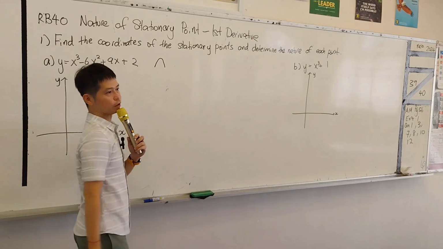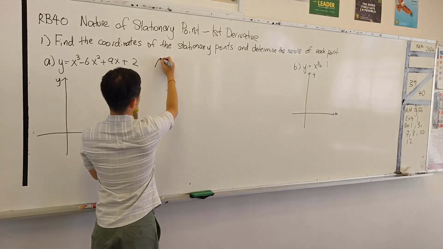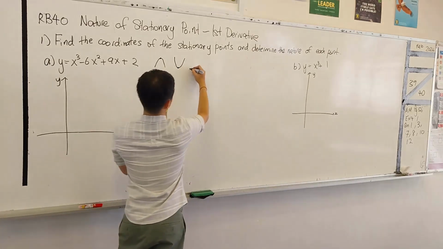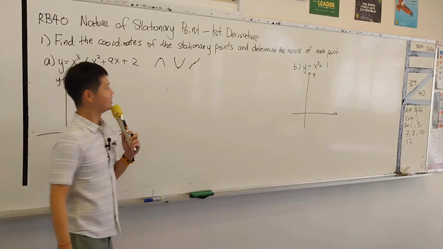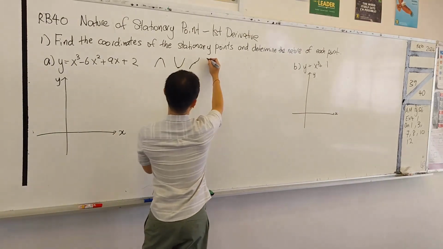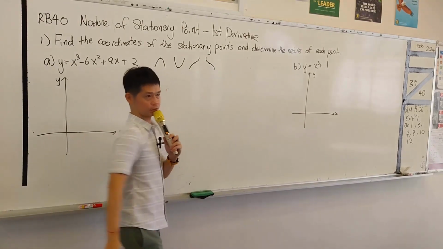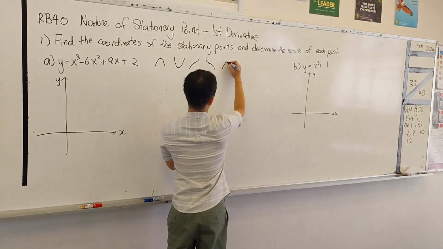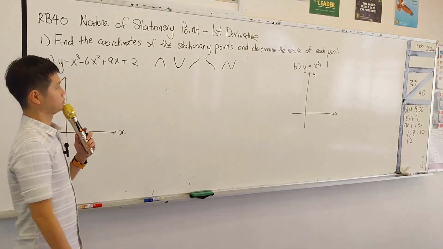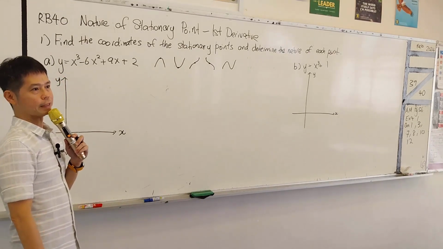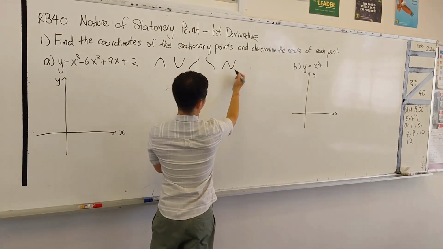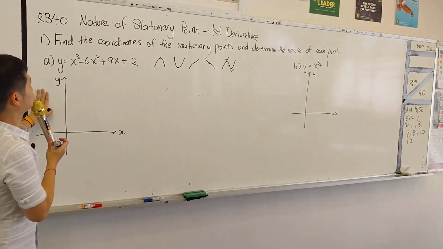When the curve is this shape, you have a maximum point here. When it's this shape, I have a minimum point. When I have this shape, I have a point of inflection. If I have this shape, I have a point of inflection. Now what happens if I have this shape? What type of stationary points do I get? I'll get a maximum and a minimum point. Okay, let's go through this.